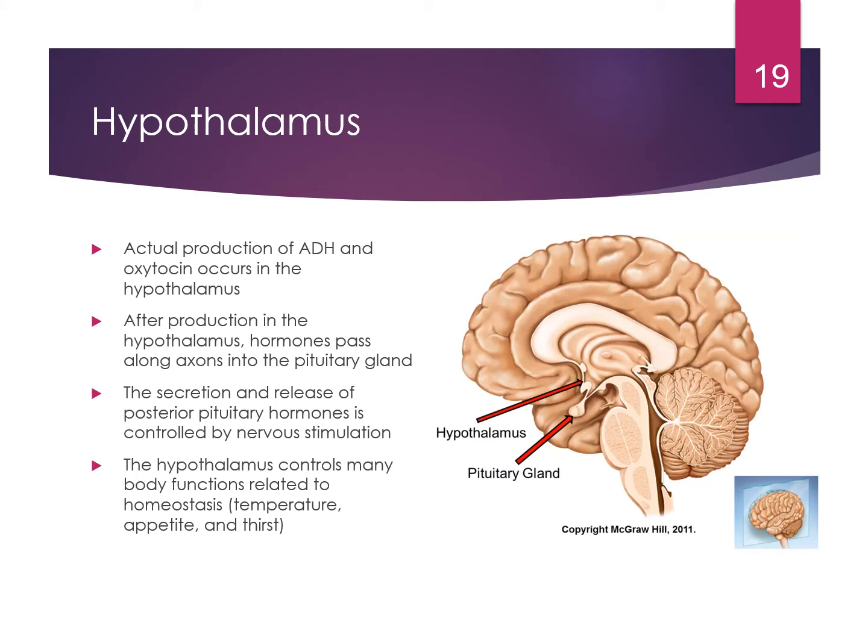Here's a better picture, a cross section you can see of the hypothalamus and the pituitary gland and their relationship to one another. And here are just the written words to go along with what I said on the previous slide about how ADH and oxytocin are actually produced in the hypothalamus, and then those hormones pass along axons into the pituitary gland, and the secretion and release of posterior pituitary hormones is controlled by nervous stimulation, and therefore the hypothalamus controls many body functions related to homeostasis, including temperature, appetite, and thirst.